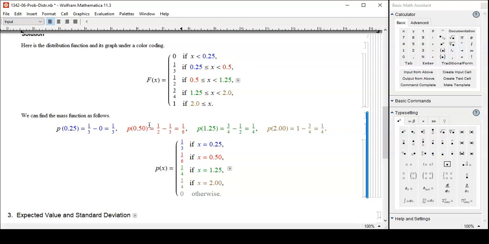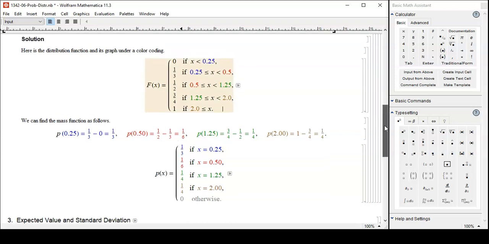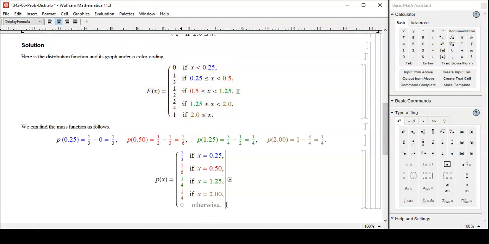And at the blue, red, green, and brown points, at 0.25, 0.5, 1.25, and 2.0, at these points I do the appropriate subtraction. And those are going to be the probability masses of the probability mass function. The original function was given in terms of this piecewise defined function expression, so the answer also was given in piecewise defined function expression. But if you prefer to use tabular form as the final answer, go ahead and do that. It doesn't matter one way or the other to me.